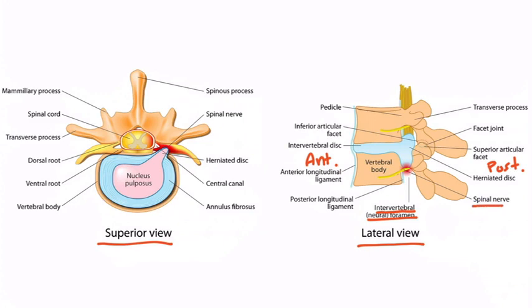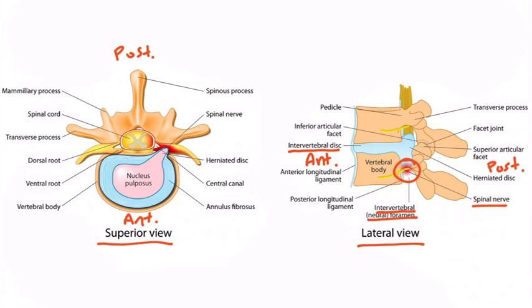So you can see the spinal nerve right here, and you can see that it's getting compressed by this herniated intervertebral disc. Okay, now let's focus on the superior view. So from this view, this part of the image is anterior, and this part of the image is posterior. This view allows us to see the intervertebral disc quite well.